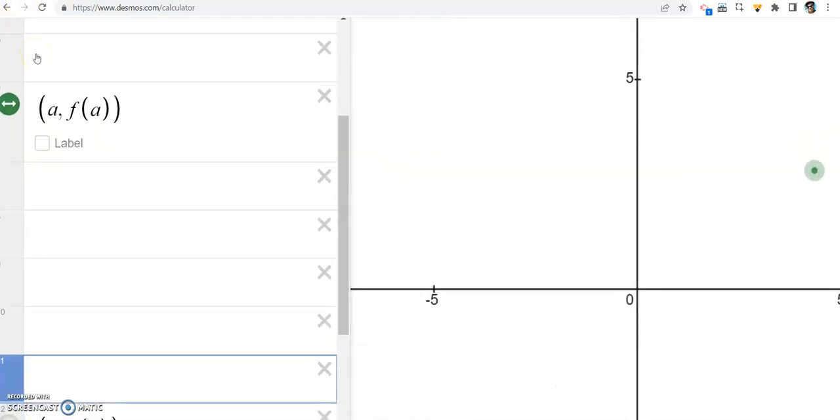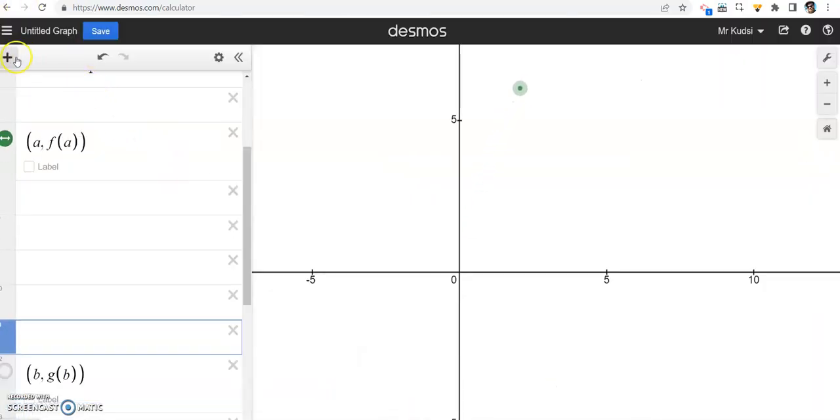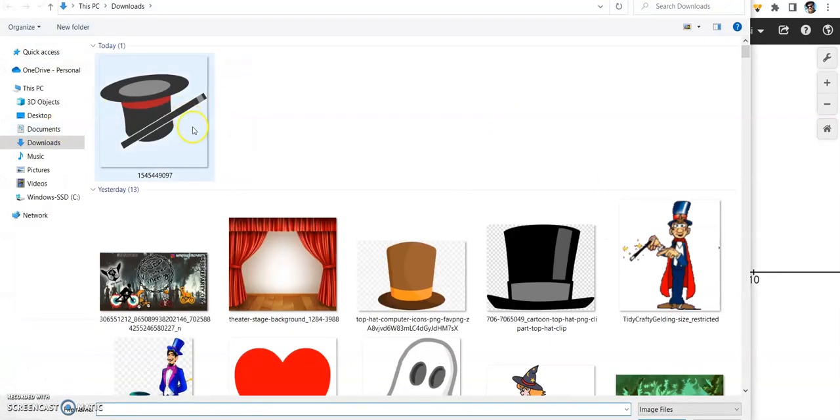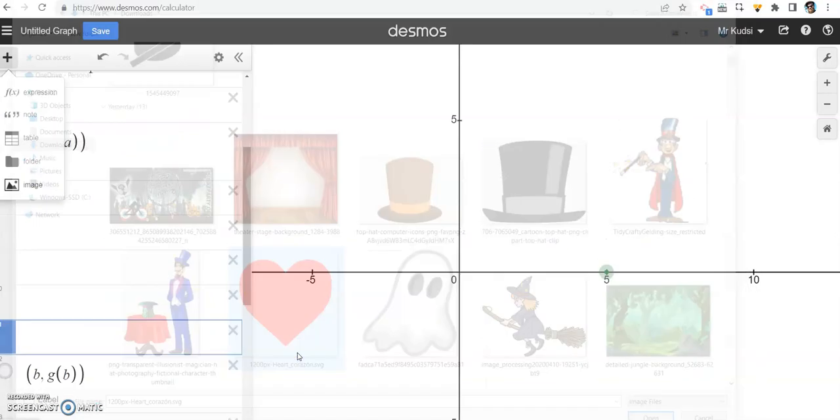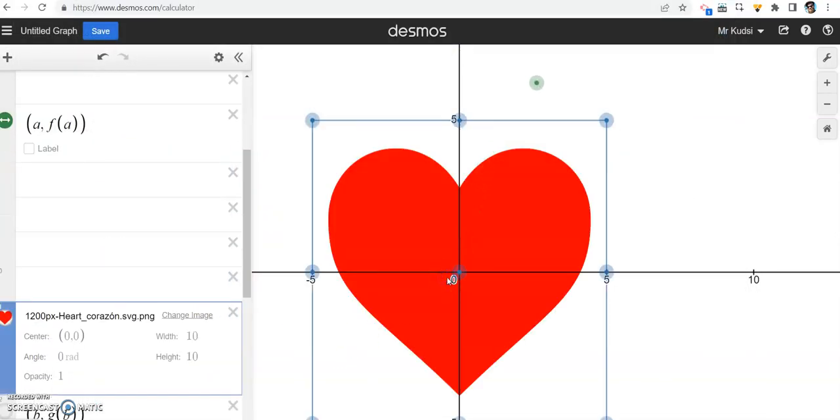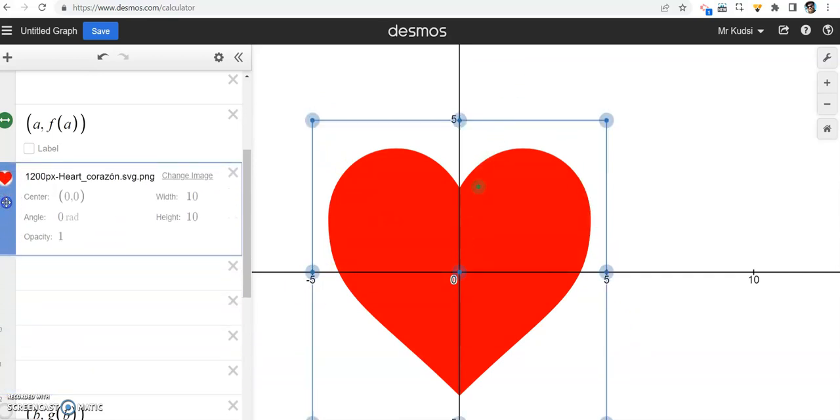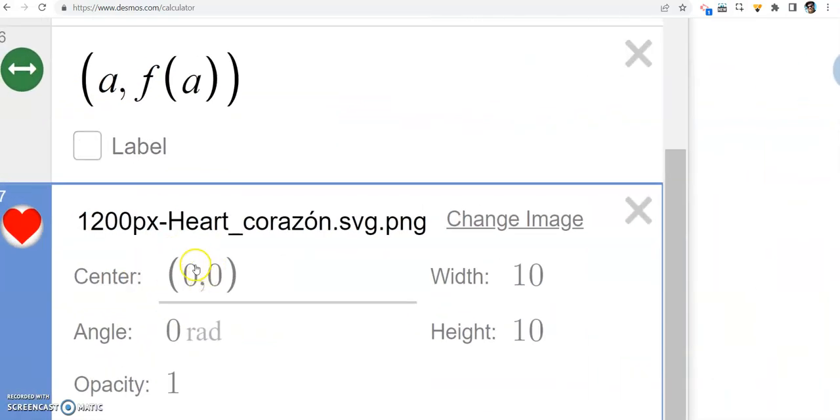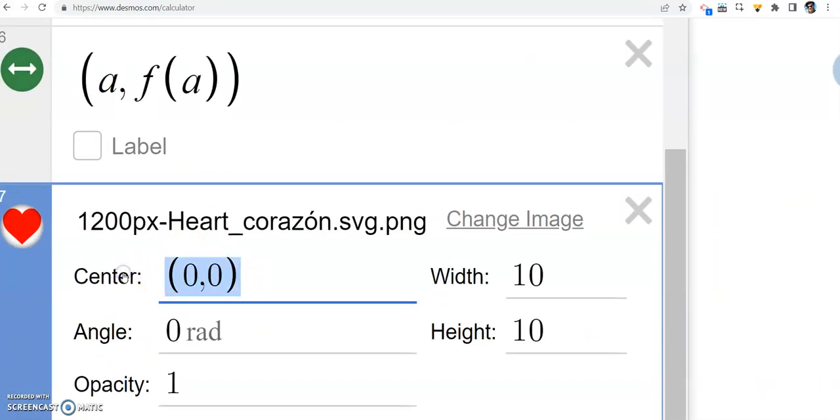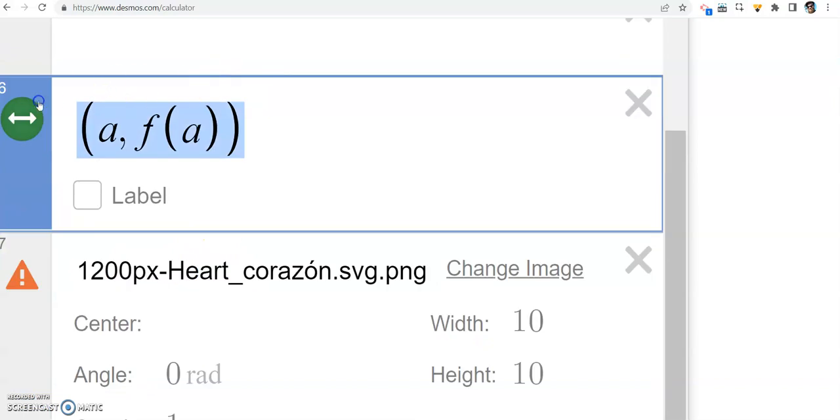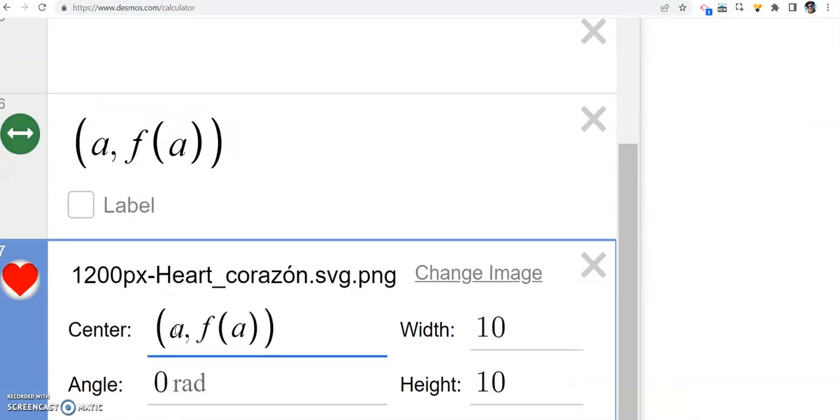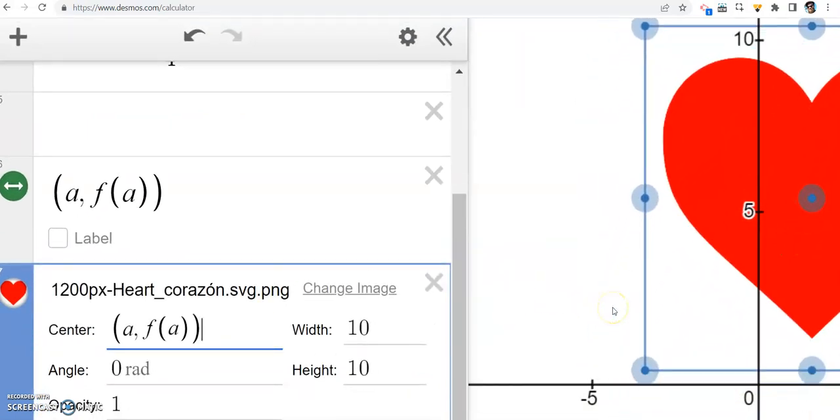I'll show you the last bit here that we're going to do. We're going to add an image. And for now, I'll just go ahead and use my image of the heart. Now, why is the heart not moving? Well, let's move him up here so he's closer. The heart right now is centered at 0, 0. What we want to do is take that center and center them at the green dot. So copy your coordinates for the green dot, paste them, and now your heart is moving.